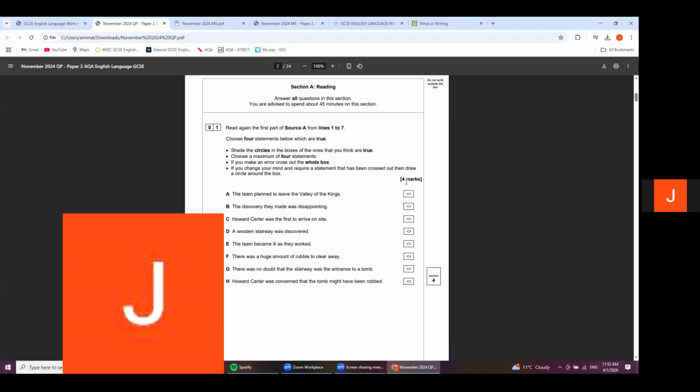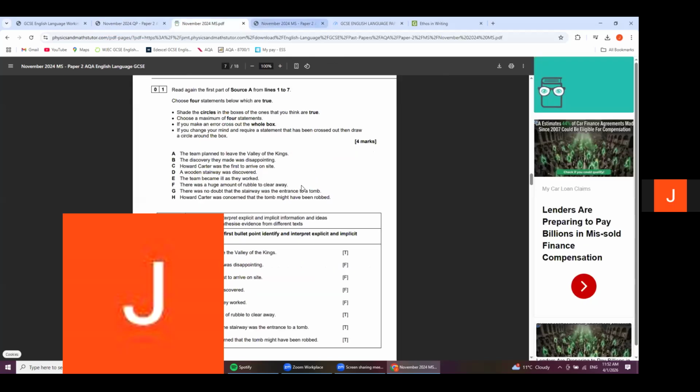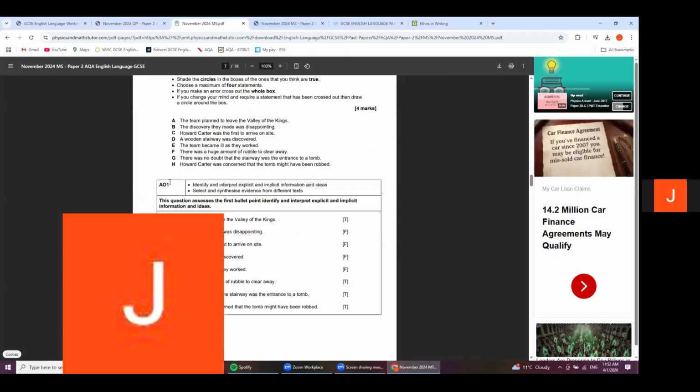As an example of what this would look like for this question paper, question 1 is assessment objective 1. So we're identifying and interpreting explicit and implicit information and ideas. What's obvious, what is there on the page, and also what we can infer, what we can deduce. For question 1, we can see that statement A is true: the team plan to leave the Valley of the Kings. So that's a true indicator there.